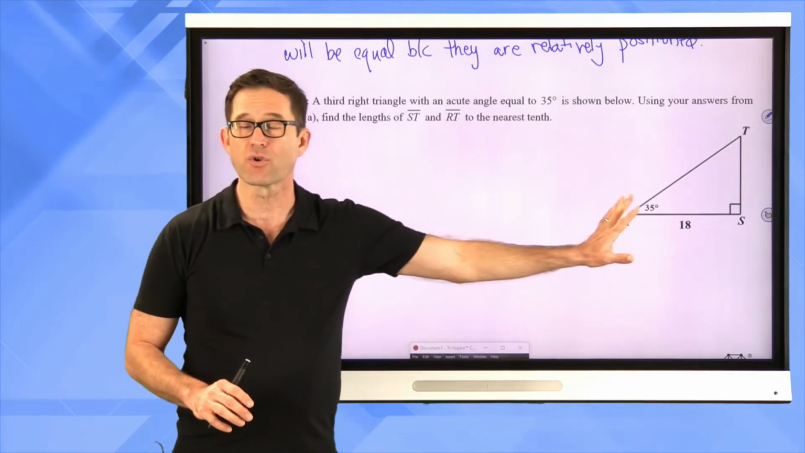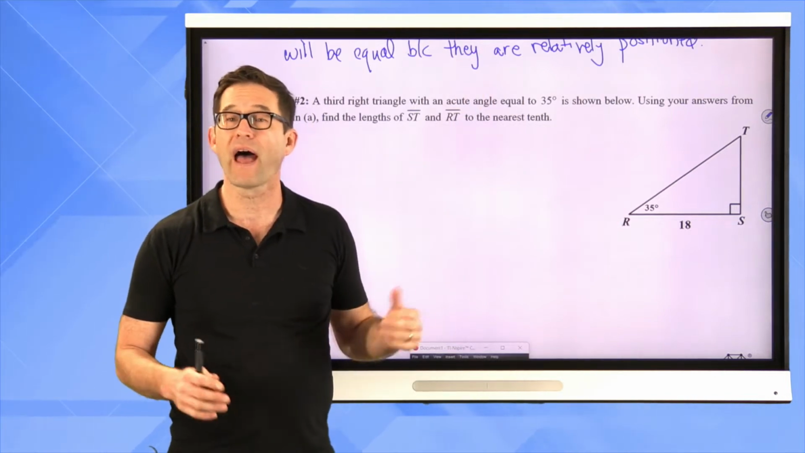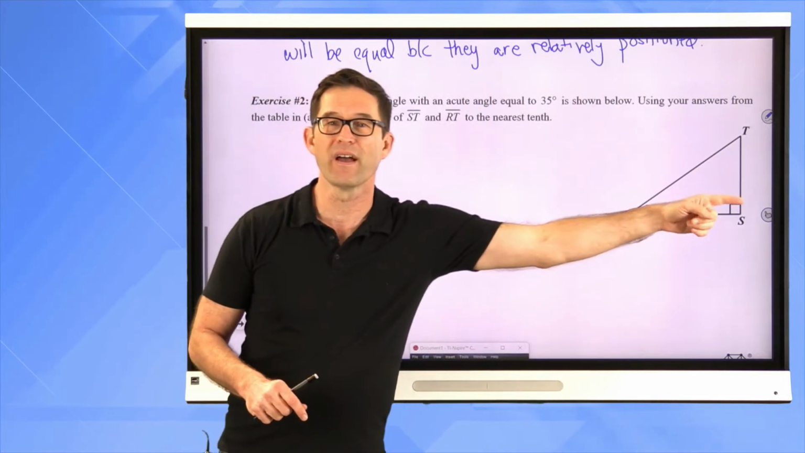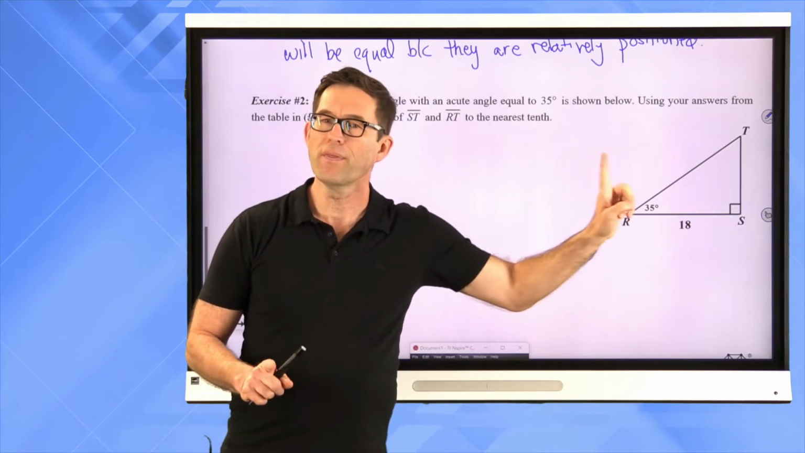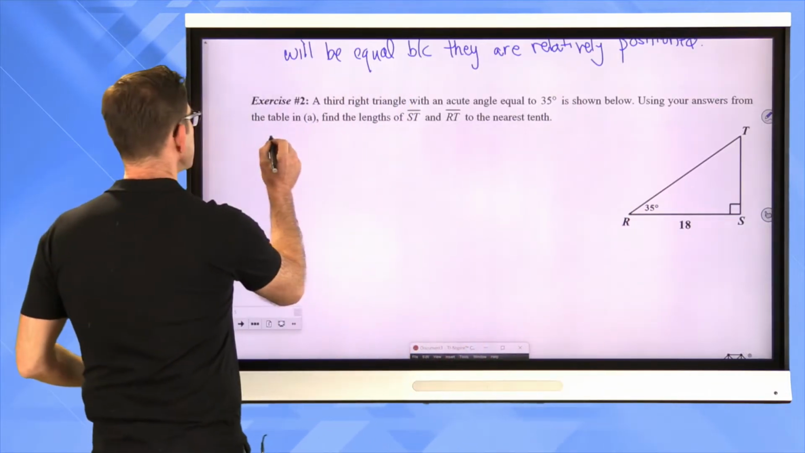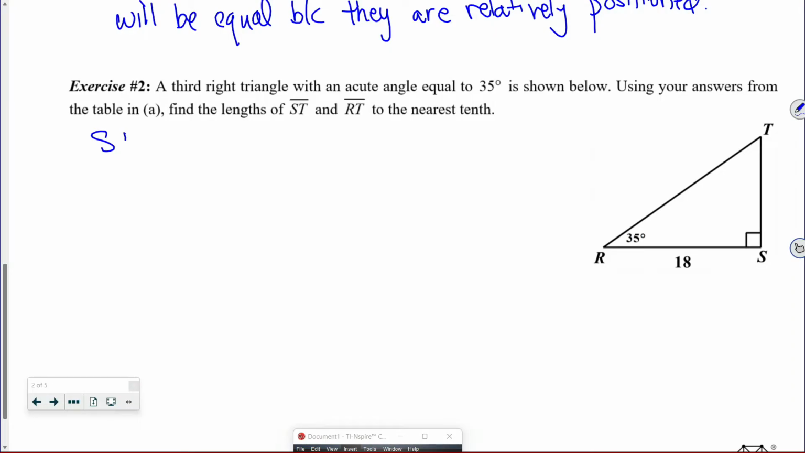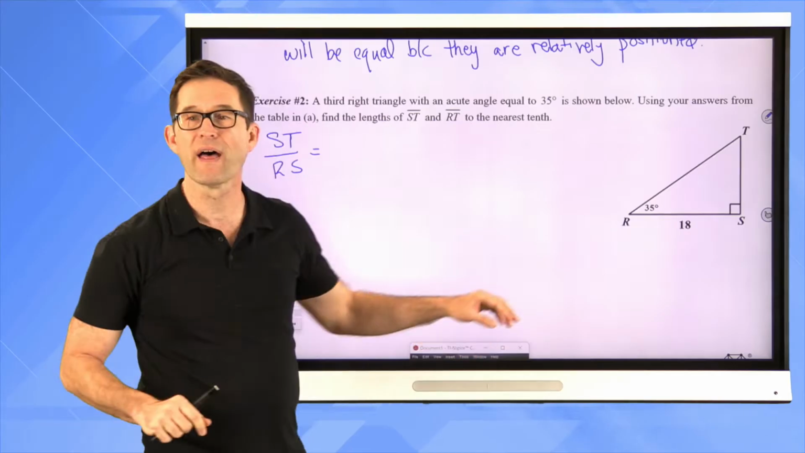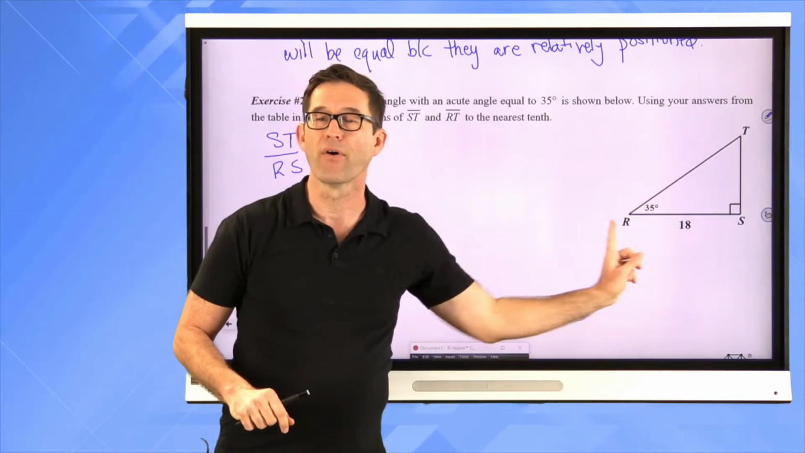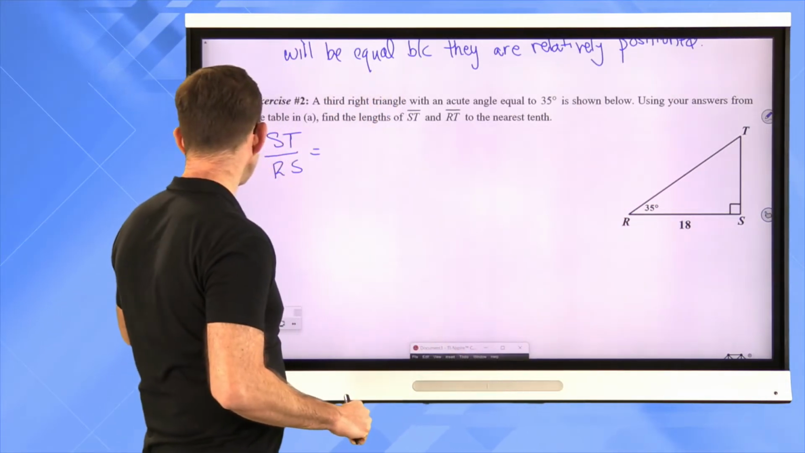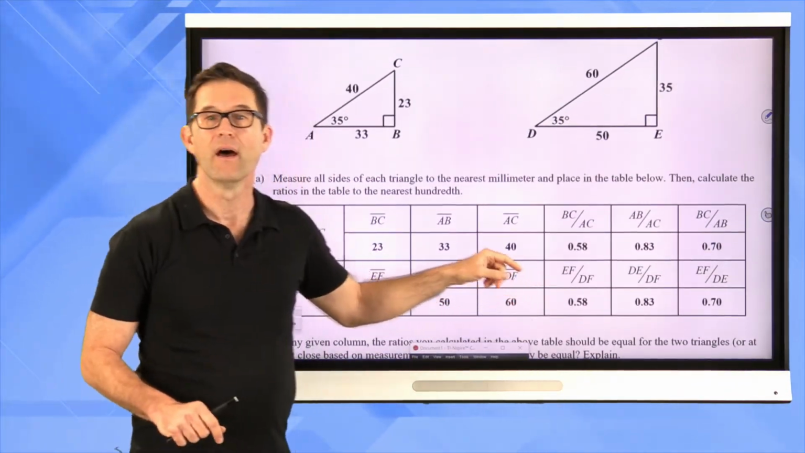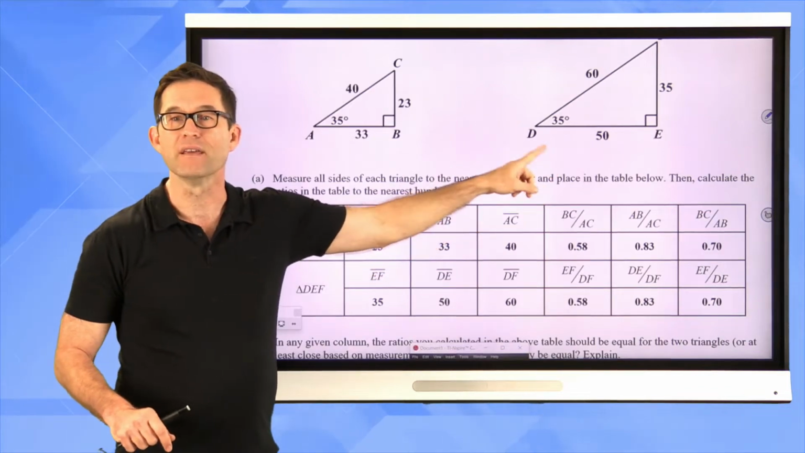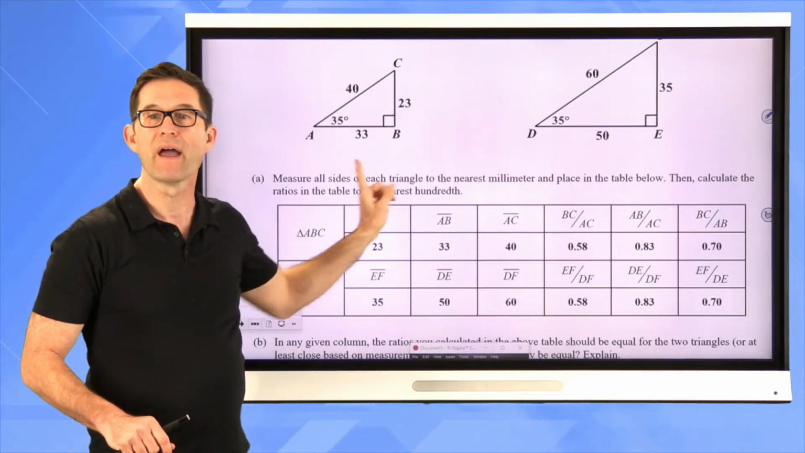So again, this triangle and the two that we had up above have to be similar because they've got a 35-degree angle and a 90-degree angle, all right? And let's talk about ST, right? So one thing that we could say is that ST divided by RS, okay, and remember that's the vertical leg divided by the horizontal leg. Well, what would that have to be equal to? Well, which one of these were vertical leg divided by horizontal leg? Well, that would be BC divided by AB, right?